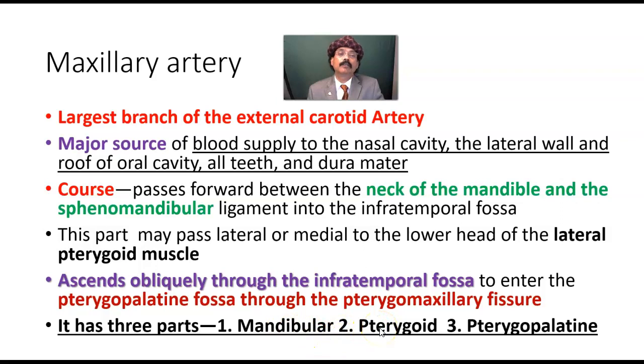It has three parts: the mandibular part, which is just proximal to the lateral pterygoid muscle; the pterygoid part, which is related to the lateral pterygoid. Usually most of the inferior head of the lateral pterygoid is covered by the second part of the maxillary artery; and the pterygopalatine part, the last part, which is beyond the lateral pterygoid muscle. So this part is related to the lateral pterygoid muscle, this part is proximal to it, and this part is after it.